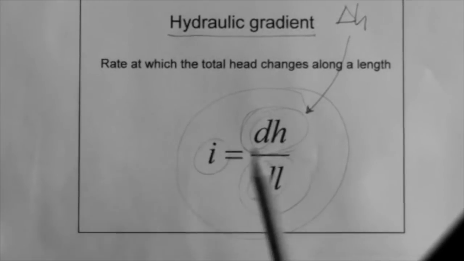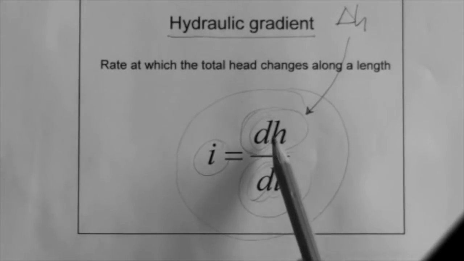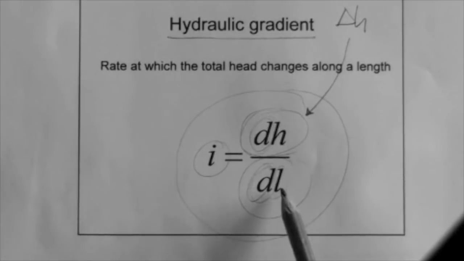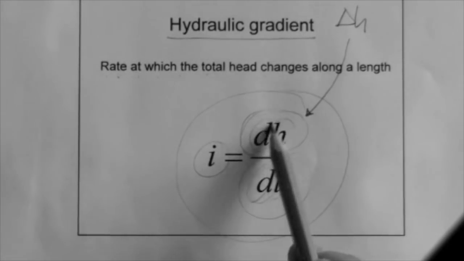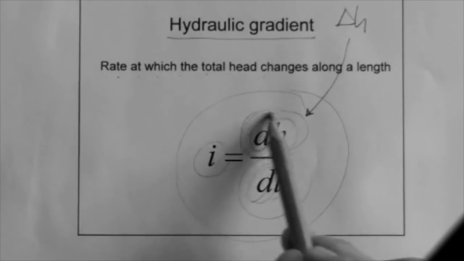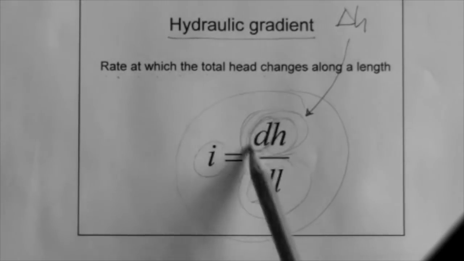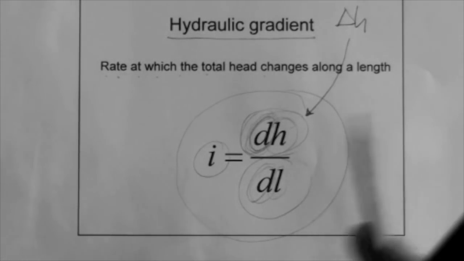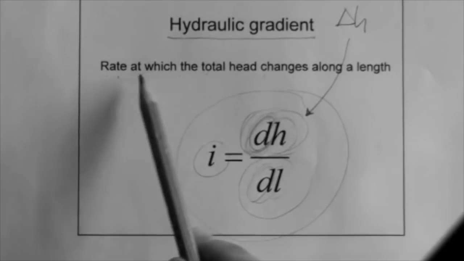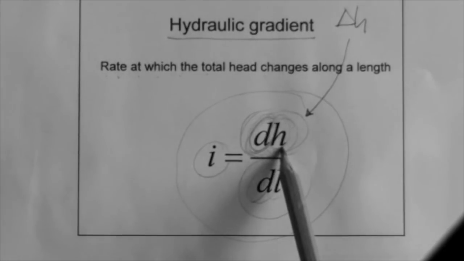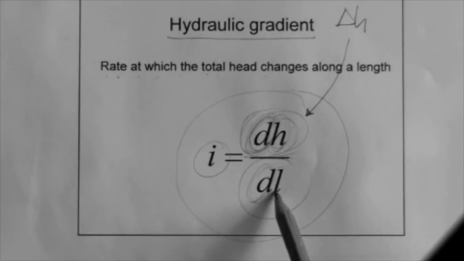So what is i? That is the hydraulic gradient, and it is a ratio, so it's a rate. It is a rate at which the total head changes. Remember the little d is like a change in, right? Derivative, well, not really derivative, infinitesimal. So it is the rate at which the total head changes with length.